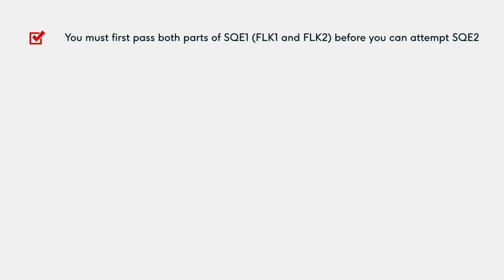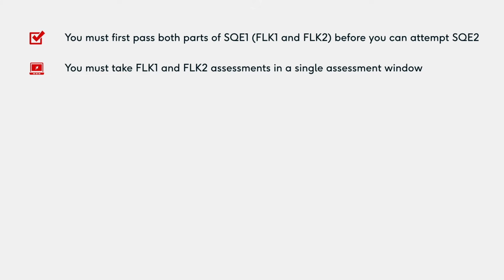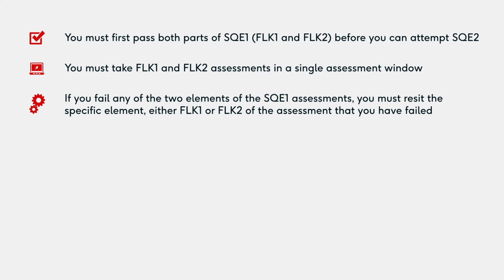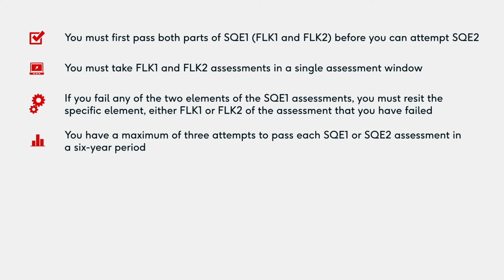Assessment rules. You must first pass both parts of SQE1, FLK1 and FLK2, before you can attempt SQE2. You must take FLK1 and FLK2 assessments in a single assessment window. If you fail any of the two elements of the SQE1 assessment, you must resit the specific element, either FLK1 or FLK2, of the assessment that you have failed. You have a maximum of 3 attempts to pass each SQE1 or SQE2 assessment in a 6-year period.